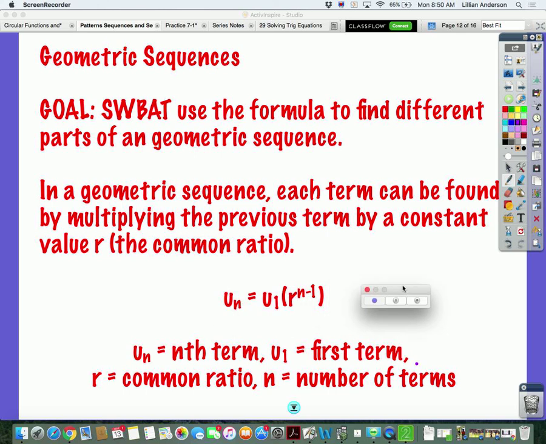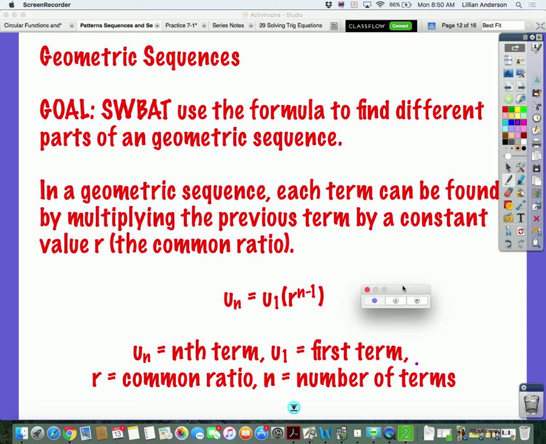We're talking about geometric sequences and sigma notation. You'll be able to use the formulas for geometric sequences to find different parts of a geometric sequence, just like how we did for arithmetic. And then you'll also learn about sigma notation, its purpose, and how it applies to sequences, and actually be able to use and write in sigma notation.